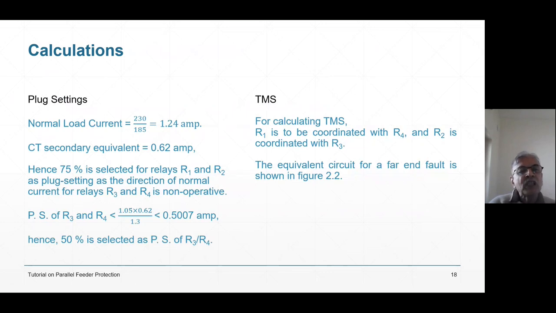So right now we start calculating. 230 is my voltage, 185 ohm is my resistance, so my normal load current is 1.24 ampere. Try to understand that in actual practice, normal load current can never be 1.24 ampere, it will be 1240 ampere or so, but here we have scaled down. Now I am taking single line contingency, try to understand, one line off. So 230 by 185 means one line is off. So I am not taking both lines at all. So the CT secondary equivalent will be half of that, because my CT is 10 by 5. So 0.62, and therefore I should select 75%.